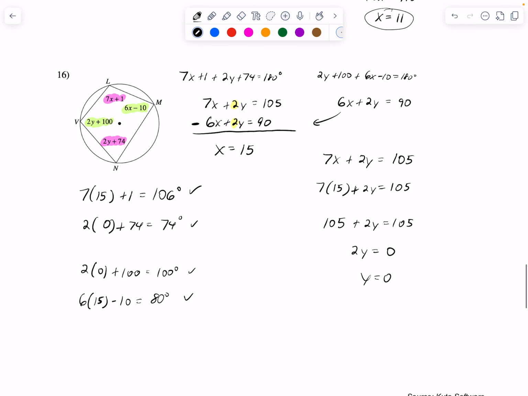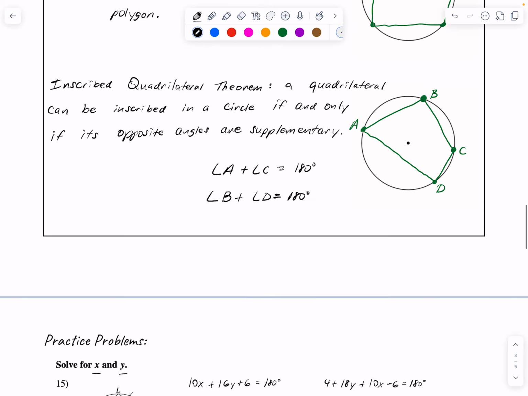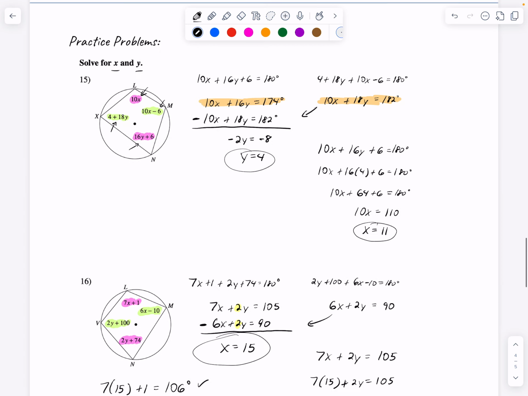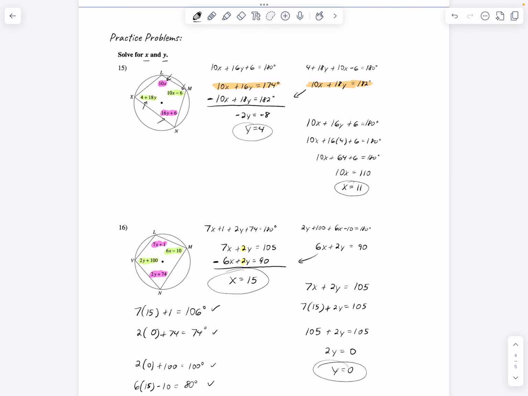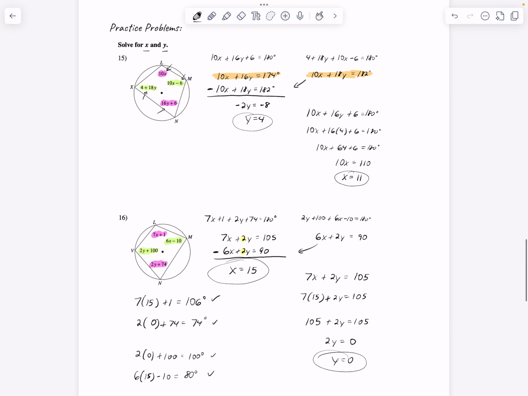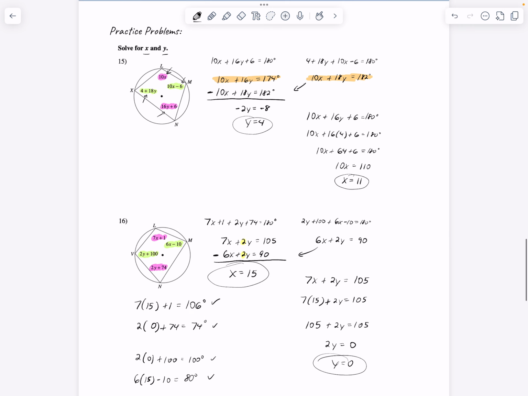All right. So again, I've solved for x and solved for y. The takeaway from this is that in using the inscribed quadrilateral theorem for questions 15 and 16, we ended up having to review our work with solving a system of linear equations. If you have any questions with that, try the practice problems. Come see us for help. Good luck.